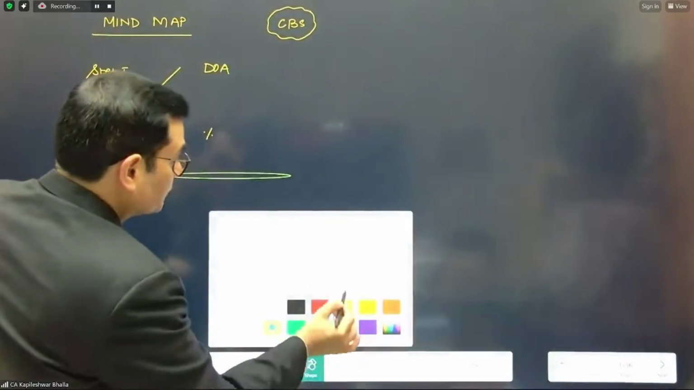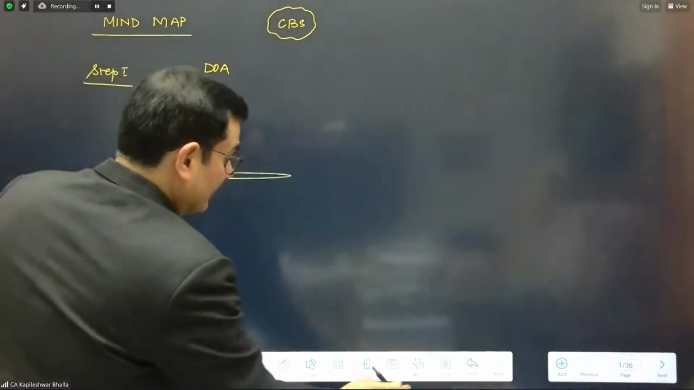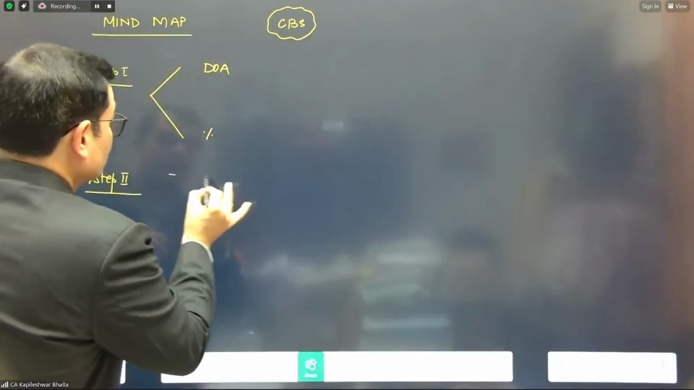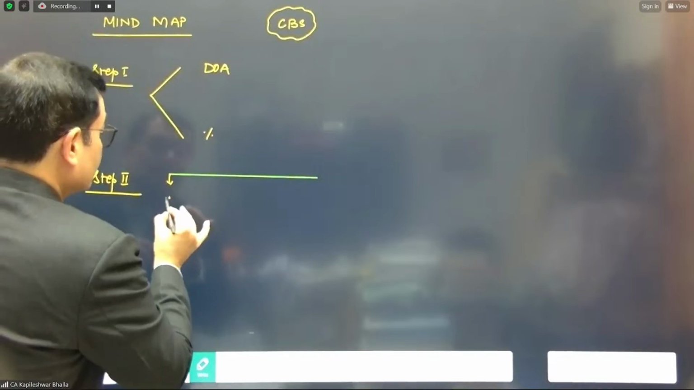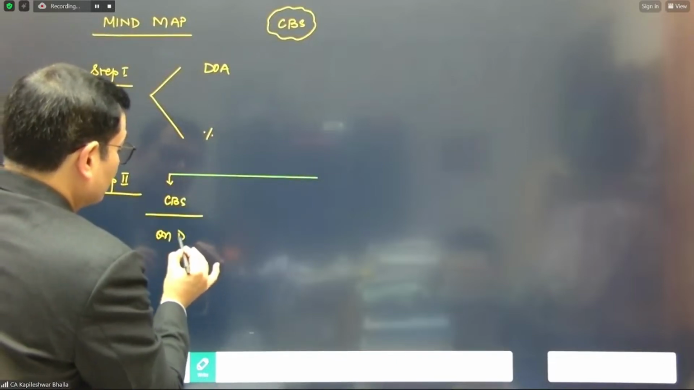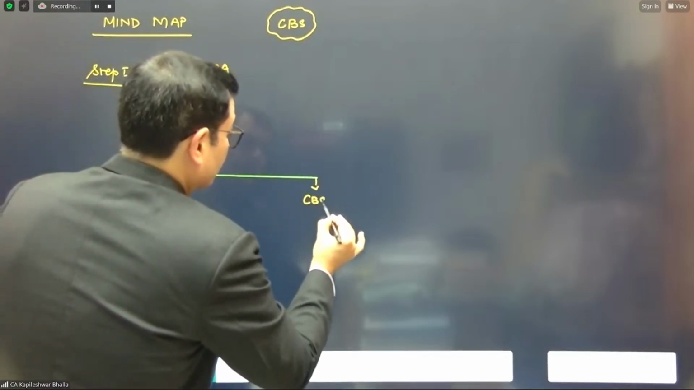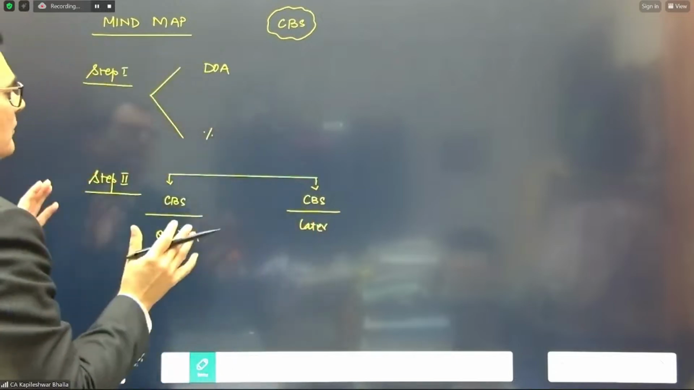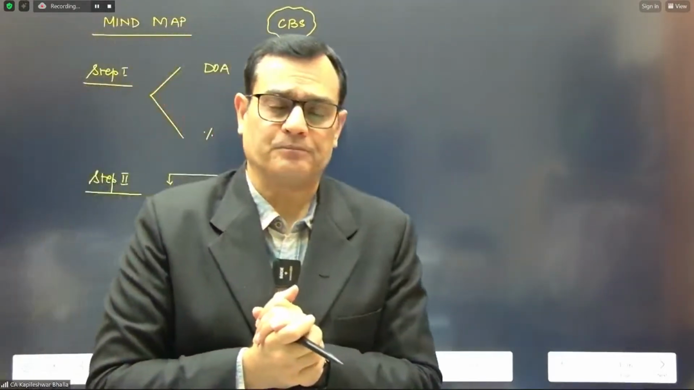Okay, let me just change the shape. So in this particular case, when you're looking in terms of the step number two, first watch out the category of the question. Is the question asking you to make a consolidated balance sheet on date of acquisition itself, or is it asking you to make a consolidated balance sheet at a later date, maybe 1 year later, or maybe a couple of years later? So these are the only two categories of question.